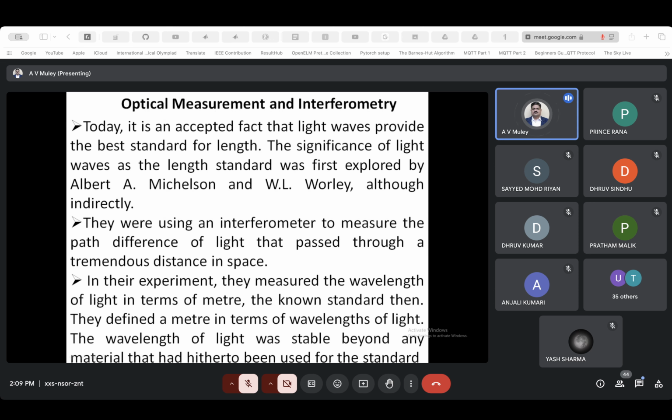Albert A. Michelson and W.L. Worley. Although indirectly, they were using an interferometer to measure the path difference of light that was passed through a tremendous distance in space. In their experiment, they measured the wavelength of light in terms of a meter.